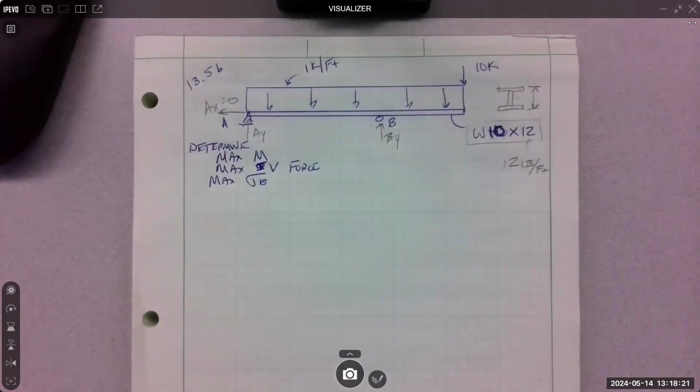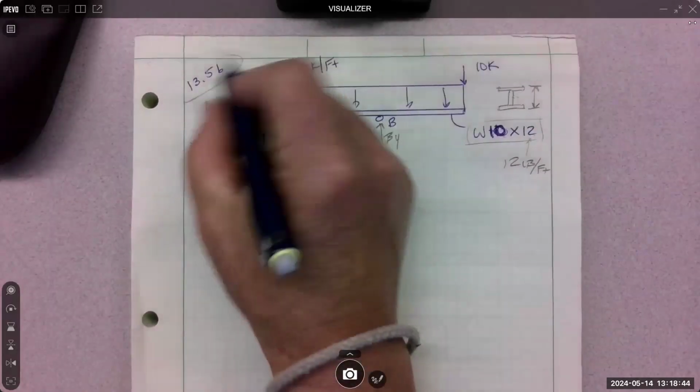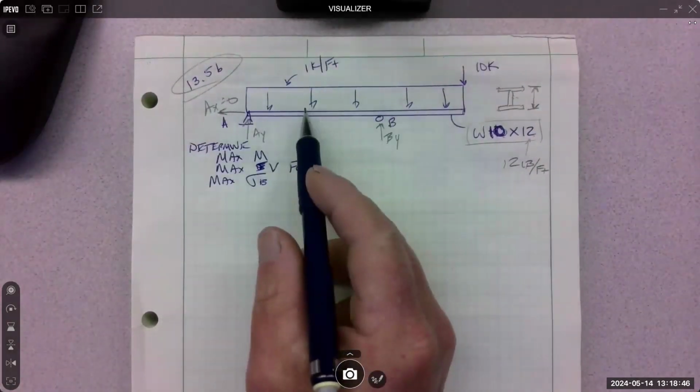So we could potentially include the weight as a load, right? That W10 isn't on the original. I'm making all this up, I'm adding to it. This is right here, and then I'm adding to it.